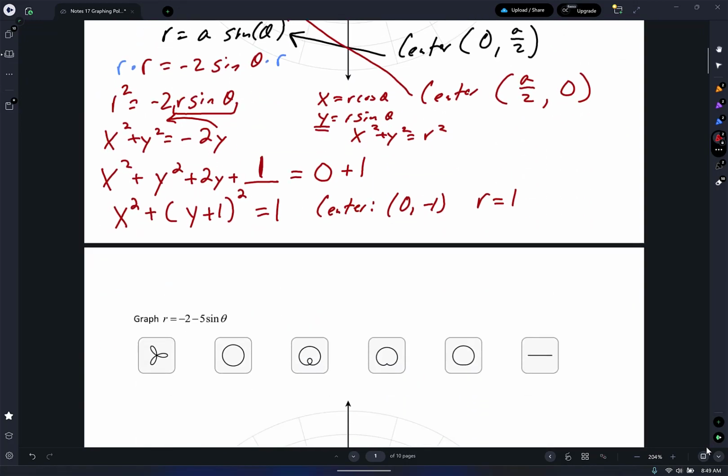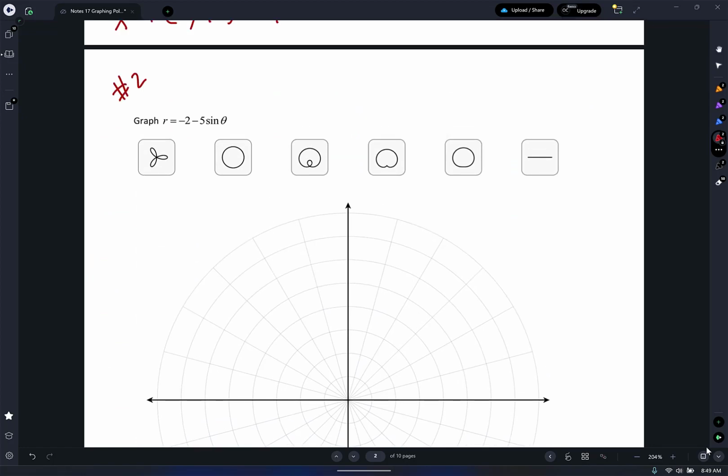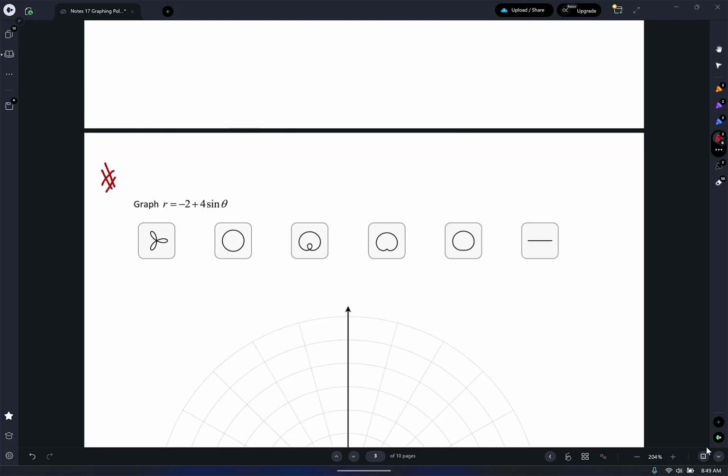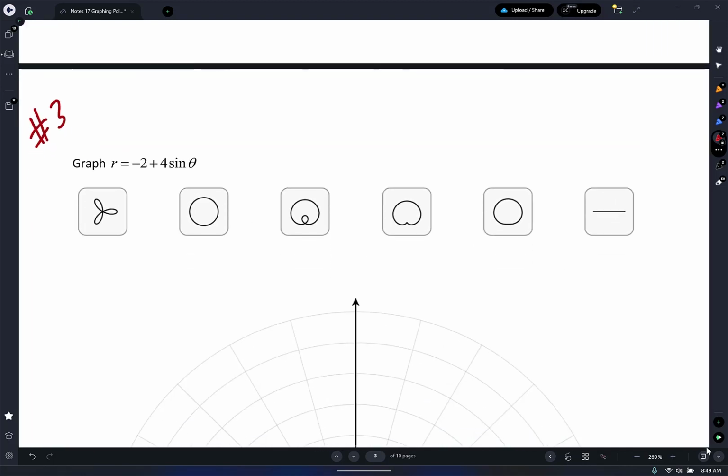Let's continue. Let's work. I'm going to call this number 2. That one's kind of hard. Let's go to number 3. Number 3 is just like number 2, but not as hard. And why are they not as hard? Because you got nice numbers.